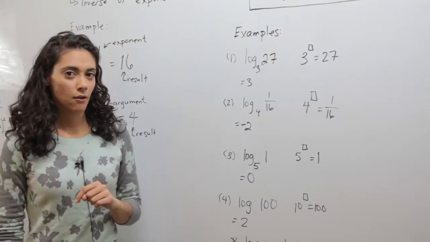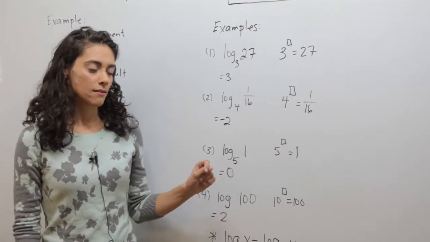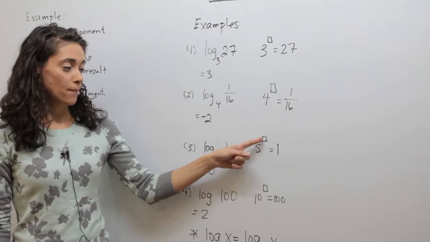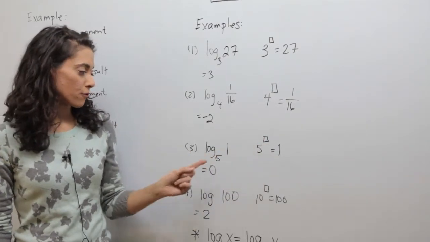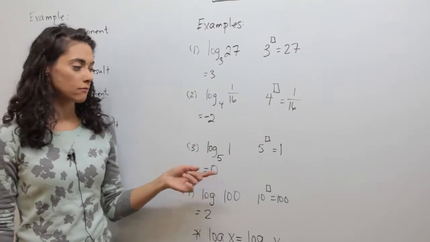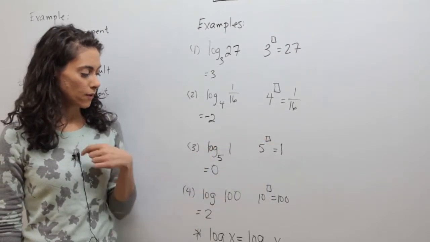This is an identity of logarithms. Regardless of our base, log of 1 will always be 0. Anything raised to the power of 0 equals 1. So for example, log base 5 of 1 is 0. 5 to the power of 0 is 1.